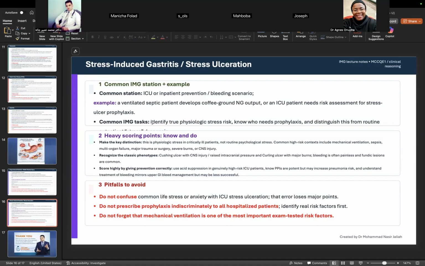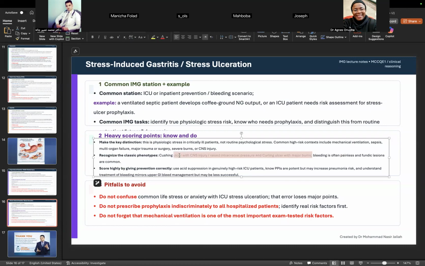Now, common IMG tasks: identify true physiological stress risk, know who needs prophylaxis, and distinguish this from routine. Heavy scoring points. Make the key distinction: physiological and critically ill, not psychological stress. Common high-risk contexts include mechanical ventilation, sepsis, multi-organ failure, major trauma, surgery, severe burn, which we did discuss, right? Recognize the classic phenotype: Cushing ulcer with a CNS injury and raised intracranial pressure, and Curling ulcer with a major burn. So these are the two.